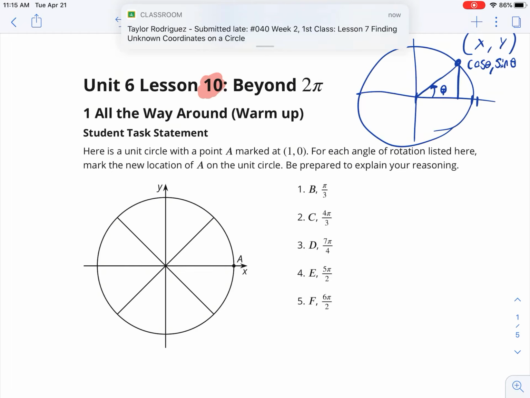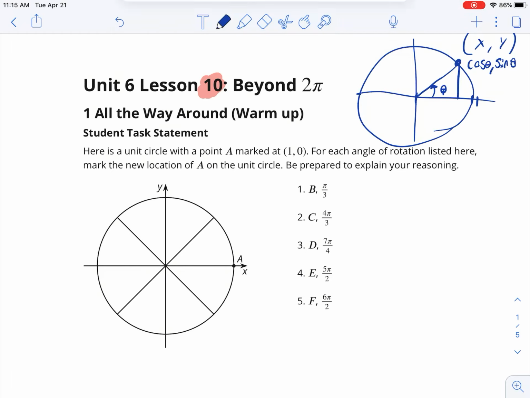So with this, we're going to work through a couple of problems, and then you guys are going to do a couple of problems. Then we're going to come back and go over it. Then we're going to go to section 2, and it's going to work that same way.